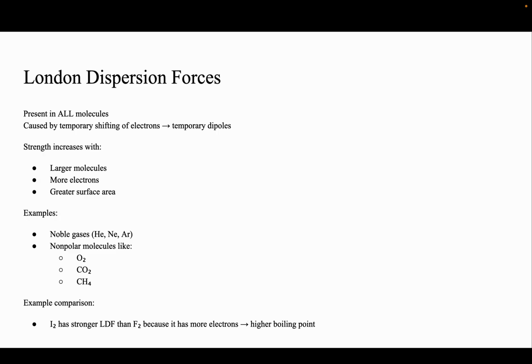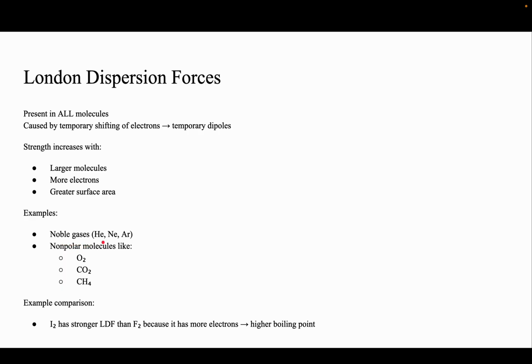First, we have London dispersion forces, and they're present in all molecules. They are caused by temporary shifting of electrons, which result in temporary dipoles. Strength increases with larger molecules, more electrons, and greater surface area of a molecule. And these London dispersion forces come from the constant movement of electrons in molecules. At each moment in time, the electrons are in a different position, which cause different instantaneous dipoles, and that's where you get your London dispersion forces from.